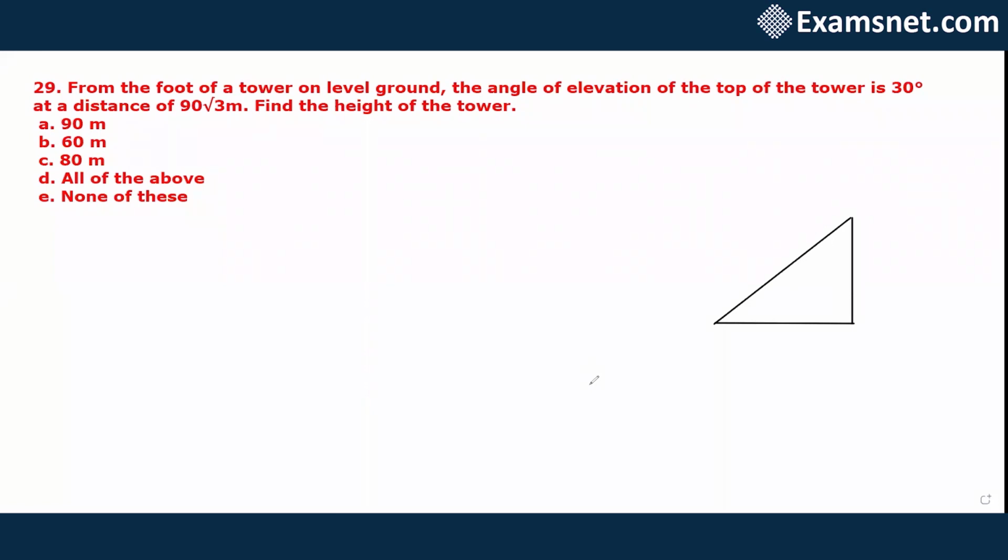Question number 29 states that from the foot of a tower on level ground, the angle of elevation of the top of the tower is 30 degree at a distance of 90 root 3 meter. Find the height of the tower. Let's say here AB refers to the tower, and we are required to find the length of AB. Let us assume that length as H meter. Okay, and there is a point on the ground at a distance of 9 root 3 meter. Let's say that point is C, and the length of BC is 9 root 3 meter.